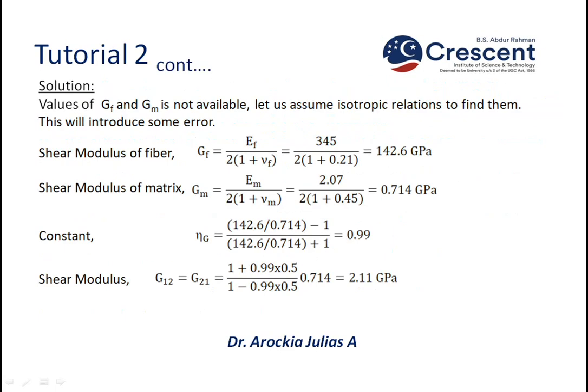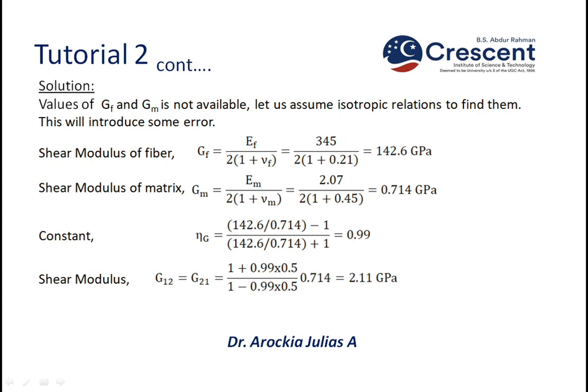So here the values of Gf and Gm are not directly given. So let us assume the isotropic relationships. In isotropic materials we have a relationship between the Young's modulus and the Poisson's ratio with the shear modulus. We are using this separately for the fiber and the matrix. So this will introduce some error, so keep that in mind, but still when the properties are not available we go for this kind of assumptions.